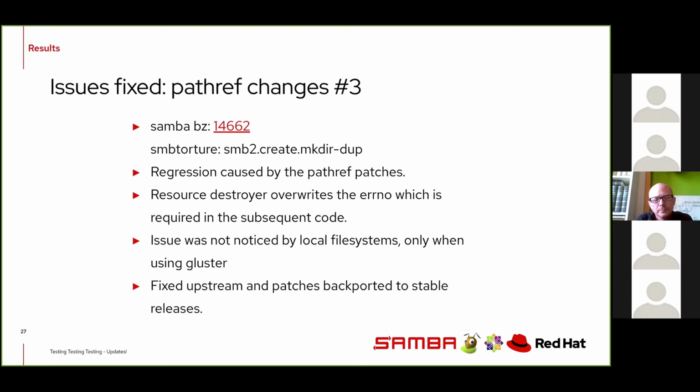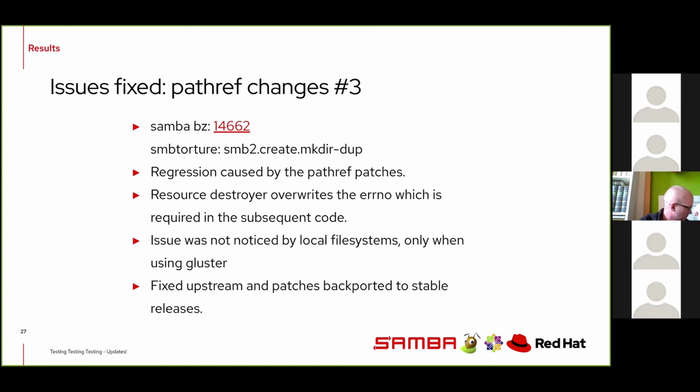And finally, the last one, pathref changes. There were still more failures with SMB torture, and in this case, again, caused by pathref patches. In this particular SMB torture test, mkdir is called twice, and it expects a certain error. If an unexpected error happens, it causes the test to fail. That's what happened here. In this case, the error handling code in the mkdir internal call handles the error for this particular error condition, and the error is determined by looking at the error number.